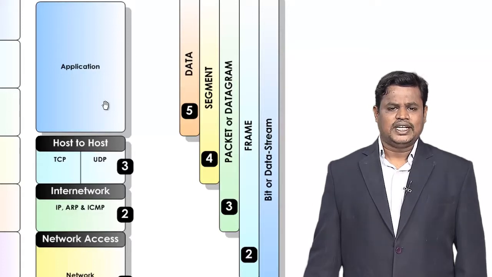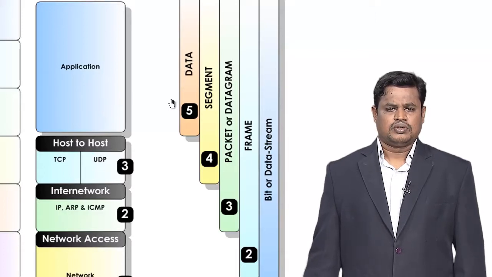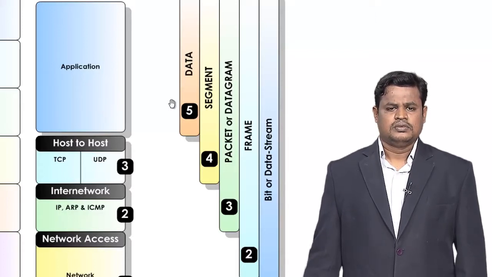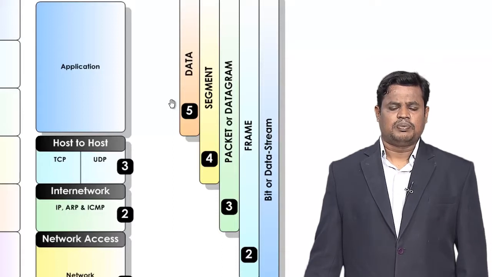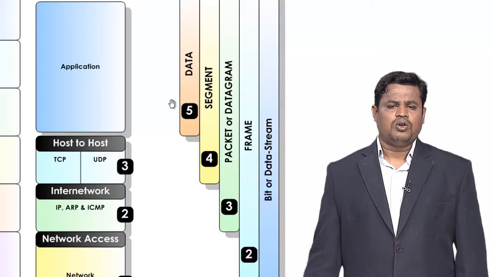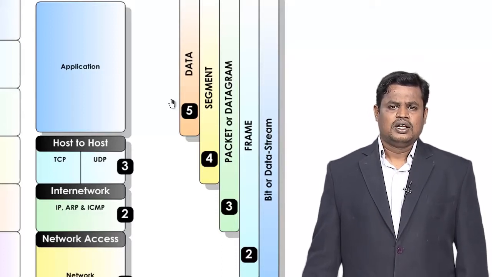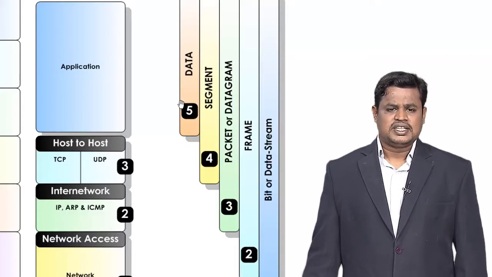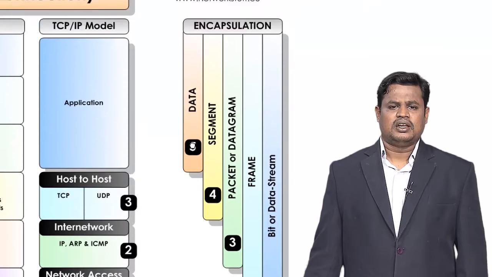I am making the data available for the end user by adding some additional information, like our postcard. Suppose I am going to send a letter to a person, I need to write the content and I have to put it in an envelope, then I need to forward that message to whoever may be the recipient. The same mechanism is happening. What is the process here?